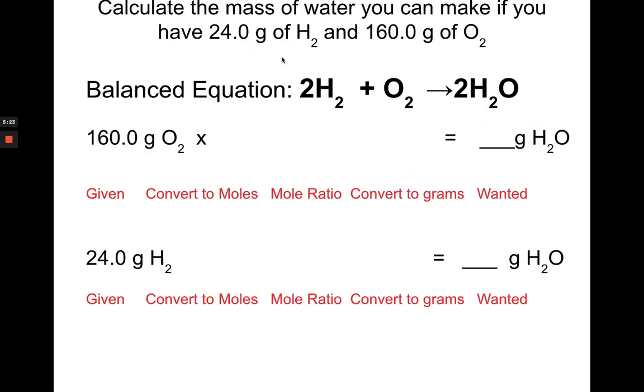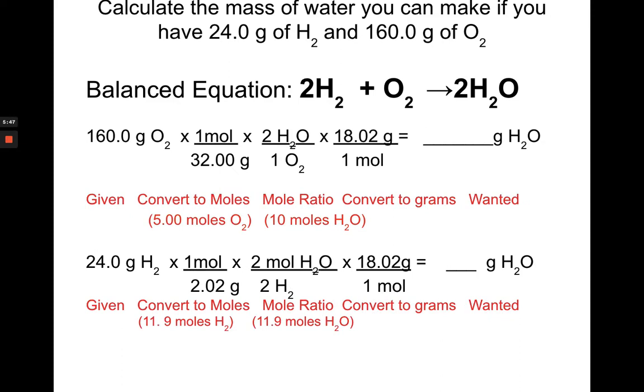So we have two givens, 24 grams of hydrogen and 16 grams of oxygen. And we're going all the way to grams of water. So we have to do each step. We're going to have to convert this to moles, do the mole ratio, and convert back to grams to get our grams of wanted. So let's look at this. This is where you may, at this next slide, want to pause it and really look at it and copy it down. So here are the steps.